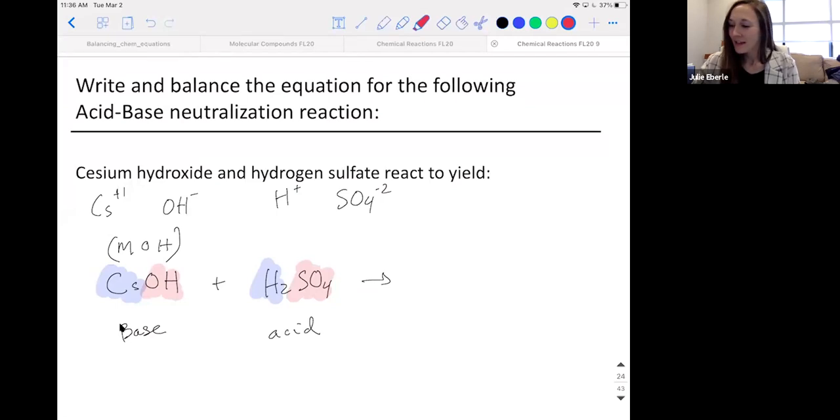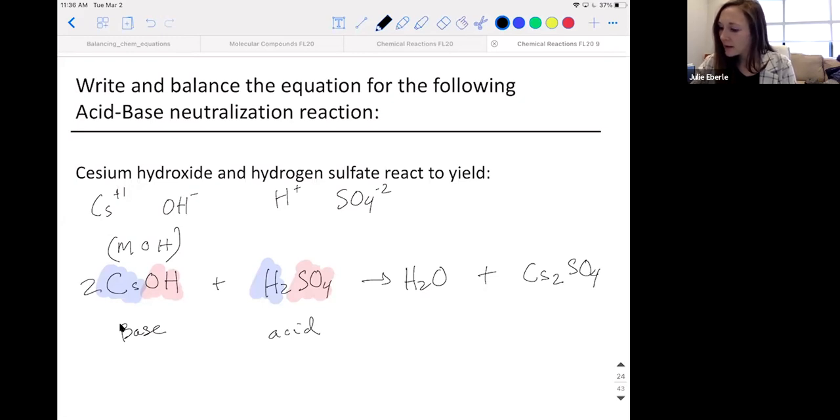That's me. All right, so what products do we get? You should match up cations and anions. So you obviously have H2O, and then you should have Cs, and how many cesiums do we need? It's going to be cesium sulfate. You're going to need 2 of them to balance that SO4. Okay, so these are the products you should get. It doesn't look like it's balanced, so you could go back and balance it. You'd need a 2 there, and I think you'd need a 2 there. But that's acid base, okay? You made water and you made a salt.